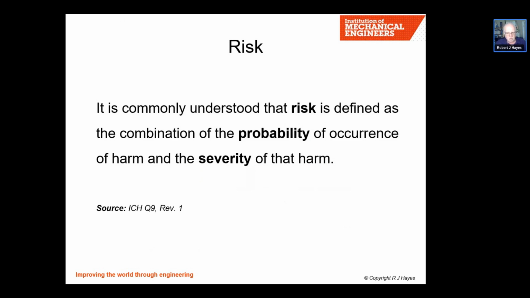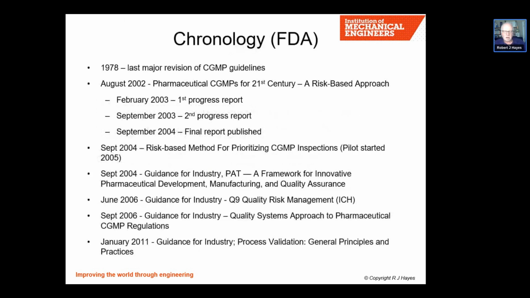Now, just to go into the chronology, and Claire did mention this, from the FDA's perspective, and the FDA were the initiators of this drive towards a risk-based approach in pharmaceutical manufacturing. The last major revision they had was 1978. So a good many years later, in 2002, as Claire said, they published the position paper, Pharmaceutical CGMPs for the 21st century, the risk-based approach. They followed up with a couple of progress reports, and then in September 2004, they published their final report.